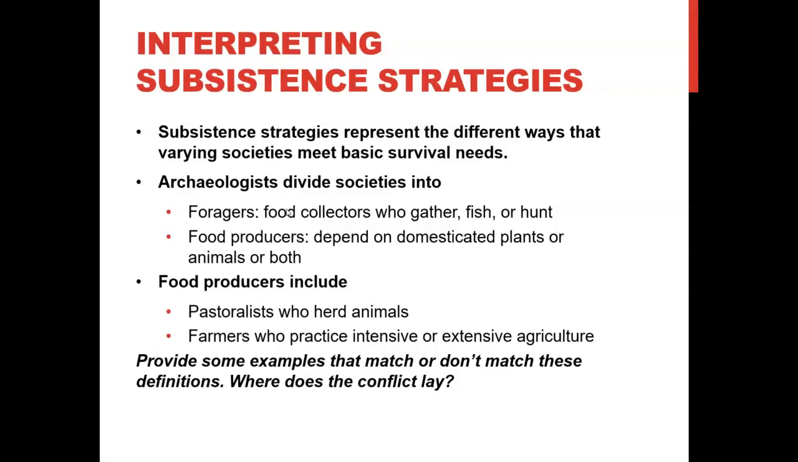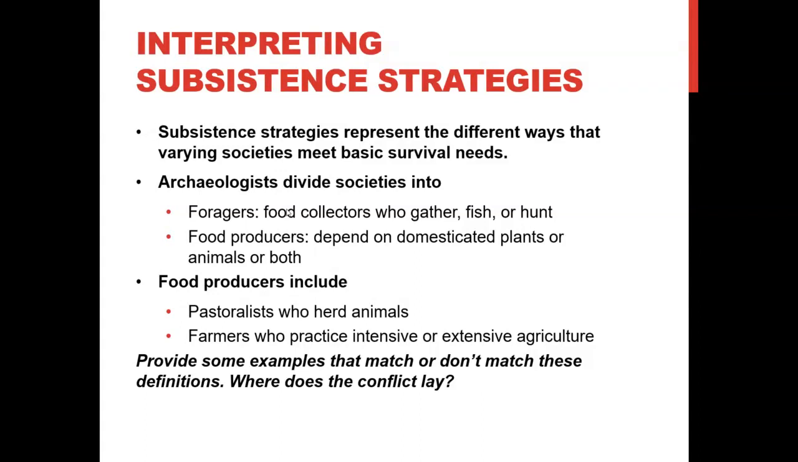Foragers are people who essentially go out for food. When I say out, I mean hunting and gathering. Food producers are, as they sound, people who produce food. Food producers include pastoralists who herd animals and also farmers who practice intensive or extensive agriculture. Pastoralism is pretty straightforward: they have a group of animals, they make them move, and they take care of them.